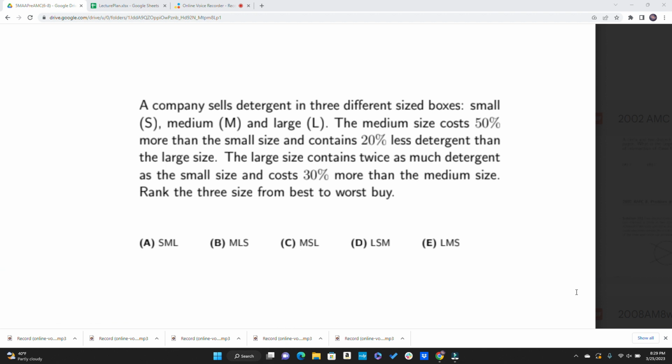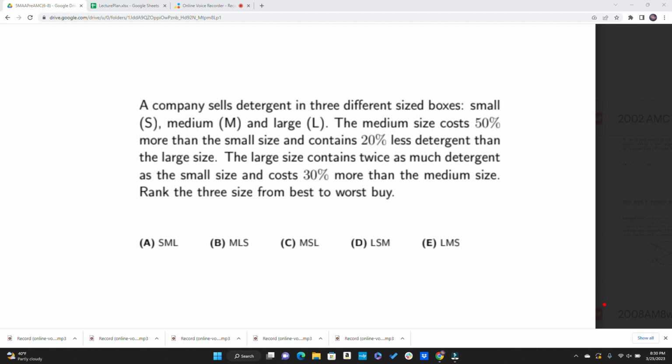Okay. A company sells detergent in 3 different sized boxes. We've got small, medium, and large. The medium size contains 50% more than the small and contains 20% less detergent than the large. The large size contains twice as much detergent as the small size and costs 30% more than the medium size. Rank the 3 sizes from best to worst by value.